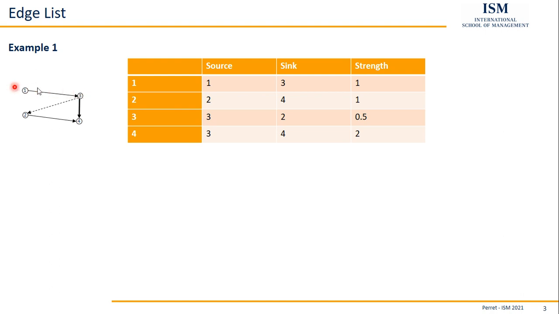Here we see 1 to 3, 2 to 4. That's actually normally sized edges, so they have a weight of 1. 3 to 2 is a dotted line, so only 1 half. 3 to 4 is a thick line, so strength of 2. So that's the idea for storing network data. Well, it's relatively easy to recall. It's relatively few entries, just 4 entries for this example.